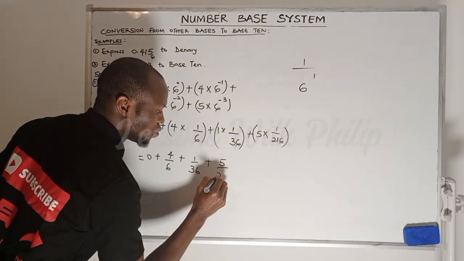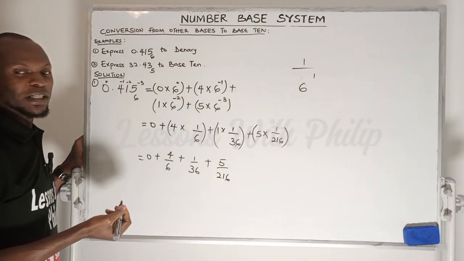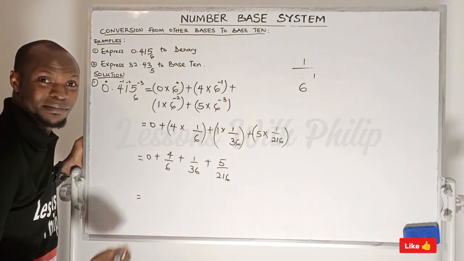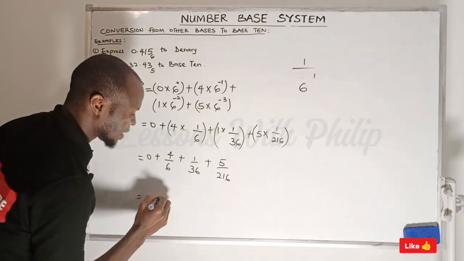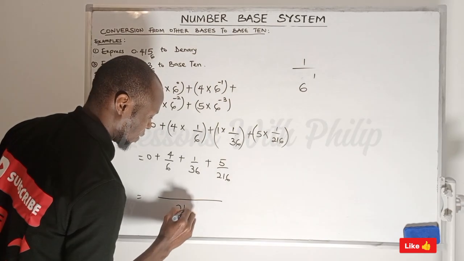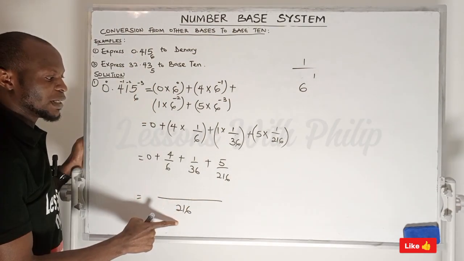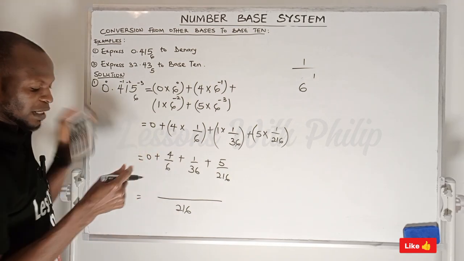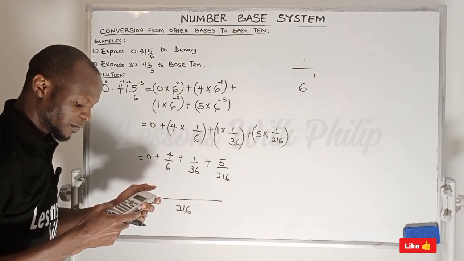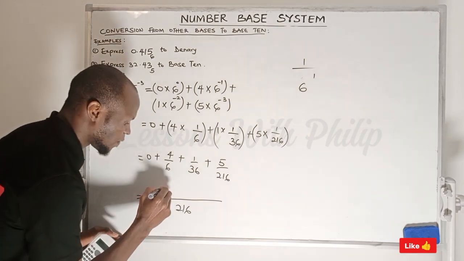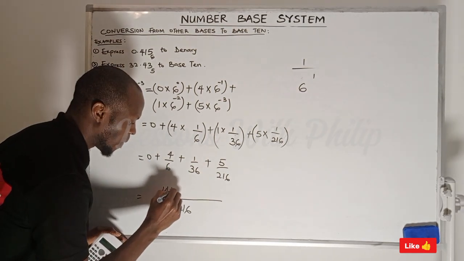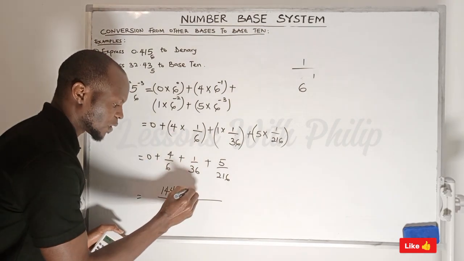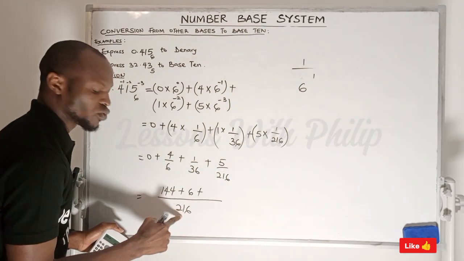In this case, you can decide to take your LCM, or you can decide to add them the way you want to. So the LCM is 216. Okay? How many 6 can you find in 216? That will be 36. 36 times 4 will give us 144. Plus 36 in 216 is 6. 6 times 1 will give us 6. Plus 216 in 216 is 1.